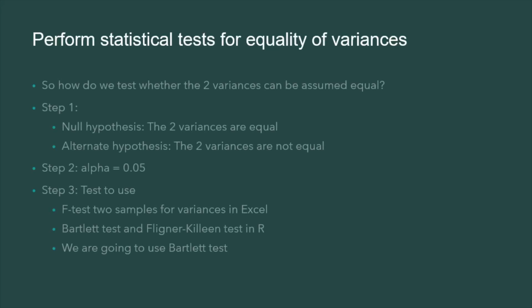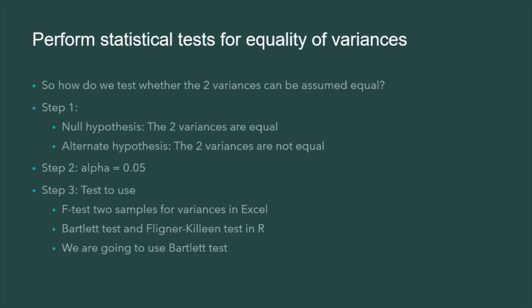So how do we test whether the two variances can be assumed equal? We have to go through the 6 steps of hypothesis testing. Step 1. State the hypothesis. Null hypothesis is that the two variances are equal. Alternate hypothesis is that the two variances are not equal. Step 2. Select the alpha. Here, we set the alpha equal to 5%.